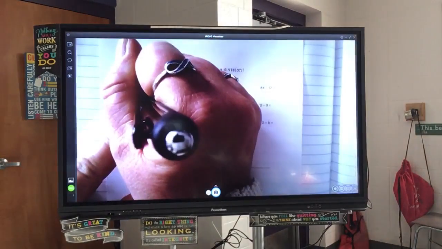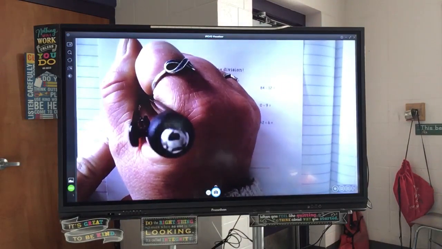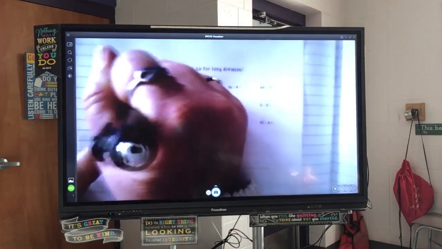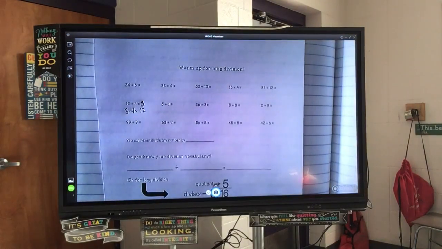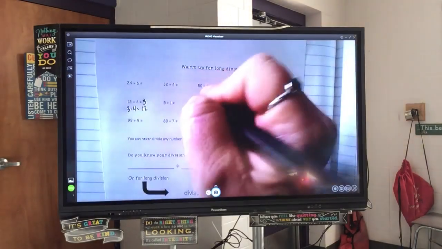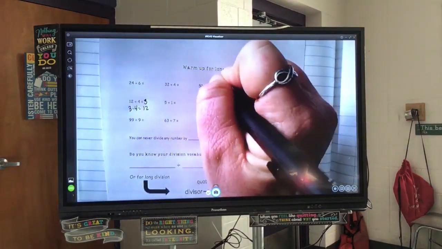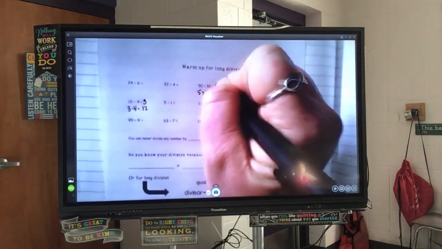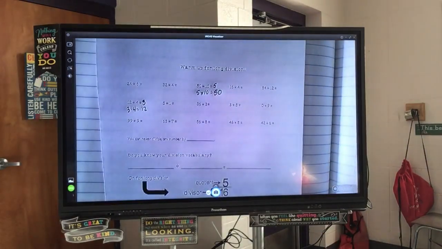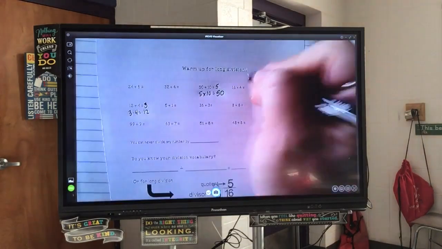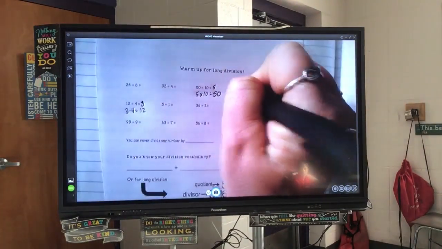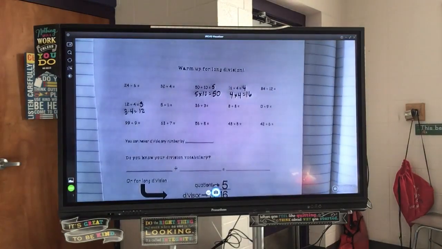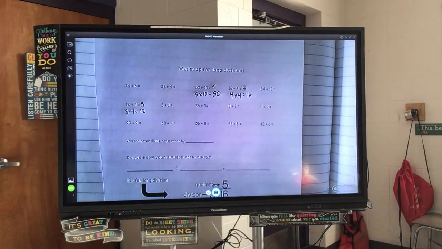12 divided by 4 gives me what? 3. You can also do 3 times 4 equals 12 to check. All right, someone give me another one. 50 divided by 10 gives you what? 5, and you can do 5 times 10 equals 50. All right, give me one more. Ronnie. 16 divided by 4 is what? 4. So we can also do 4 times 4 equals 16. So you can use multiplication to also help you solve division or to check for division.